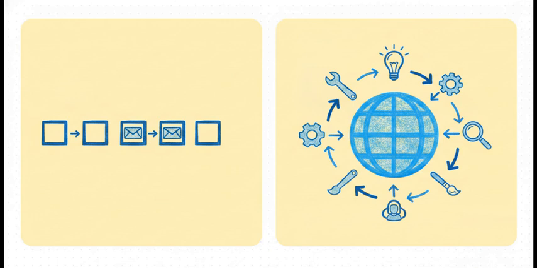LangGraph, however, is built fundamentally around that robust, core state component we talked about. Every single node in the graph can access, read, and modify that shared state at any given time, which allows for incredibly complex, context-aware behaviors.